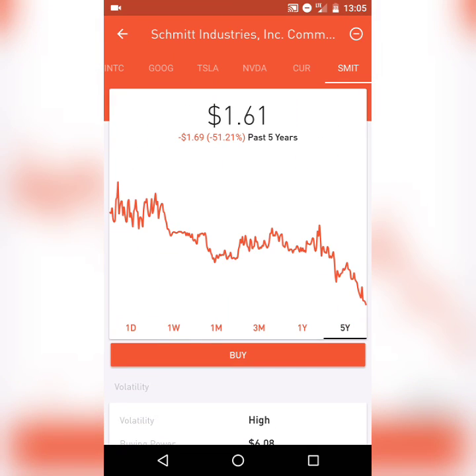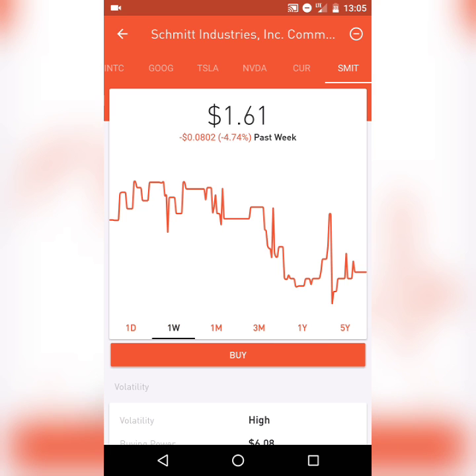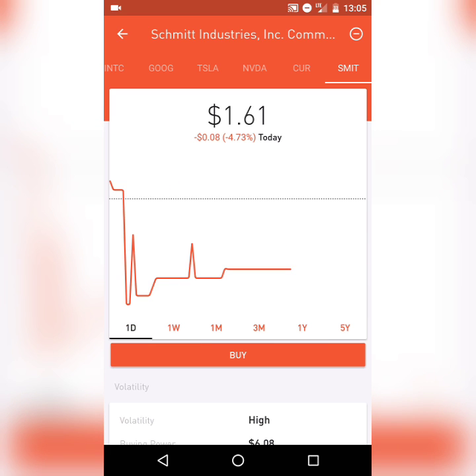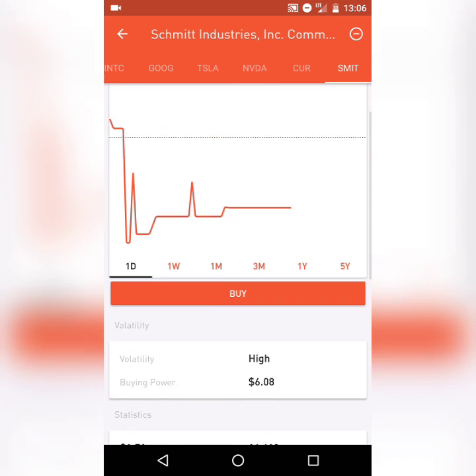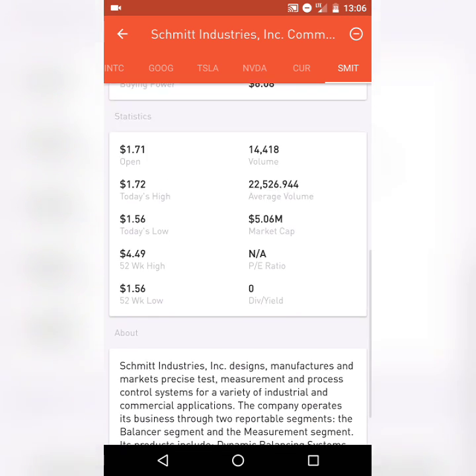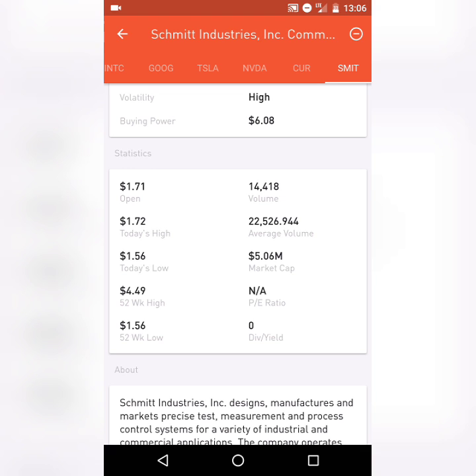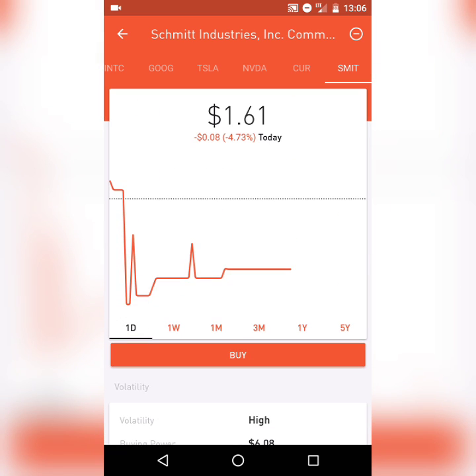It's seen better days. It's been trending down over the last 5 years, over the last year as well. Over the last week and today, it's been holding steady. It's a cheap stock, so I thought I'd just buy a share during a live active trading session. You can see here, it doesn't have a dividend yield, but again, I don't really care about that. I just want to buy a cheap stock to show you guys how this app works.